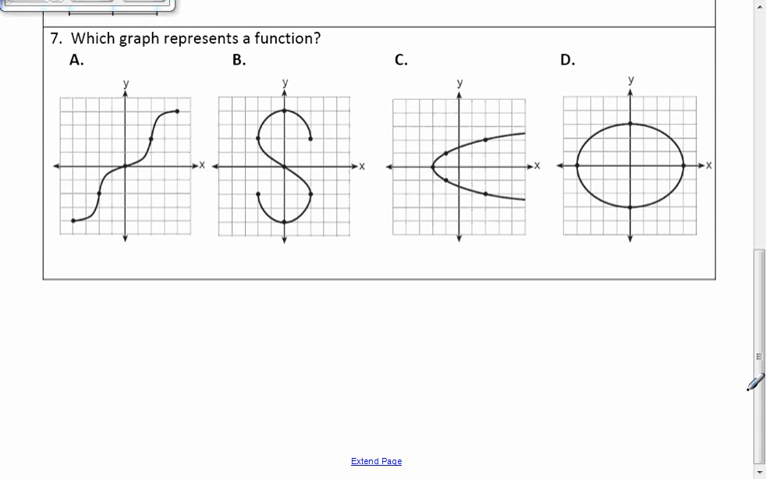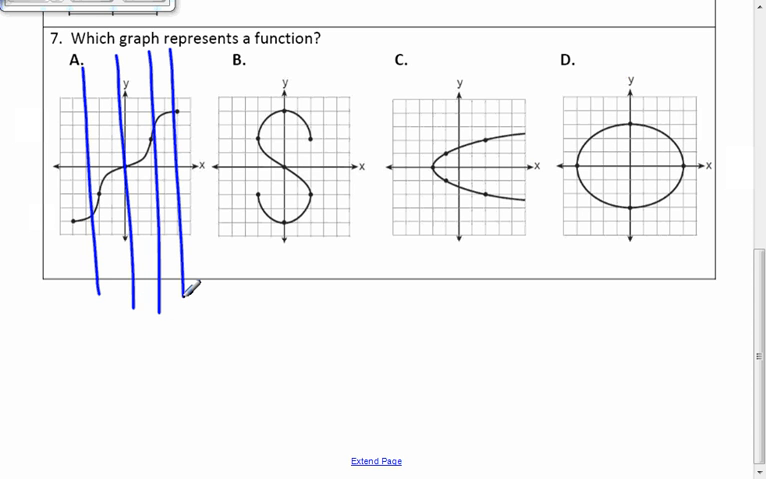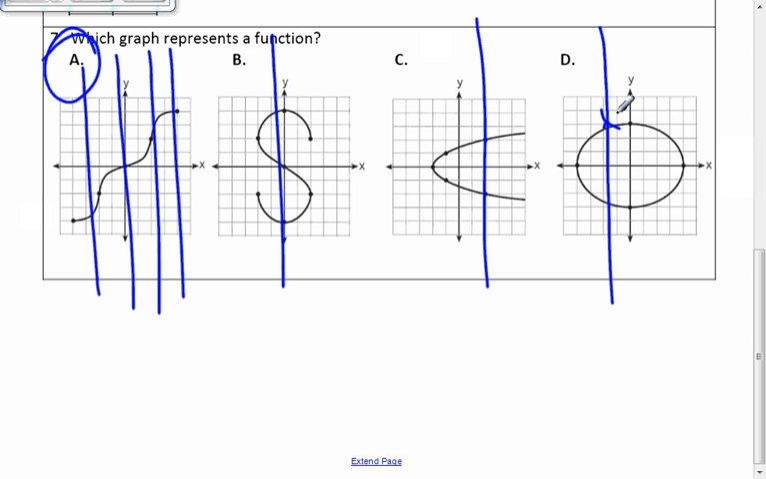Which graph represents a function? Anytime you're given a graph, you do the vertical line test. So I can see that a vertical line anywhere through that graph only touches it once, so that's your answer. And B goes through that S more than once, and C it goes through that sideways U more than once, and in D it goes through it more than once. If it goes through it just once, at any point through the graph, it's a function. Otherwise, if it goes through more than once, it's not a function.